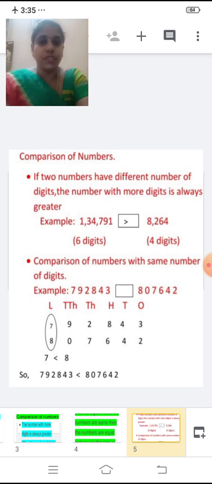Now if two numbers have different number of digits, the number with more digits is always greater. Let me repeat. If two numbers have different number of digits, the number with more digits is always greater. We'll see one example for this.